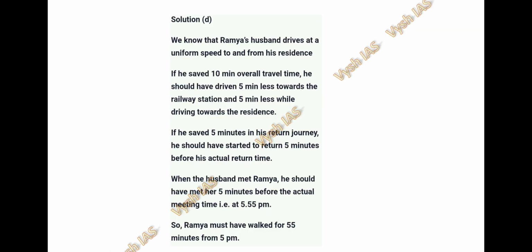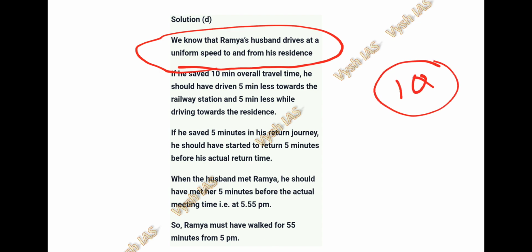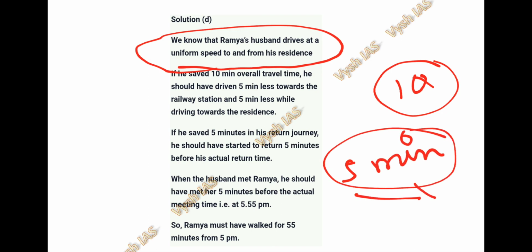As per the question, Ramya's husband will definitely drive at a uniform speed on the previous day and this day also. So in overall they have saved 10 minutes. He must have saved 5 minutes when he is traveling towards her, and 5 minutes when he's back towards his residence. This is the time that he has saved.